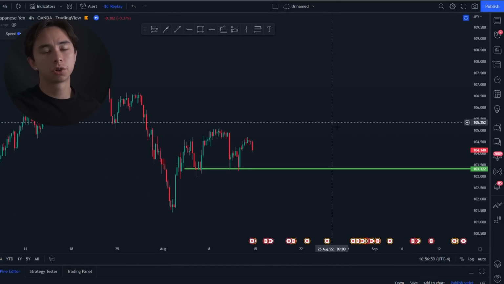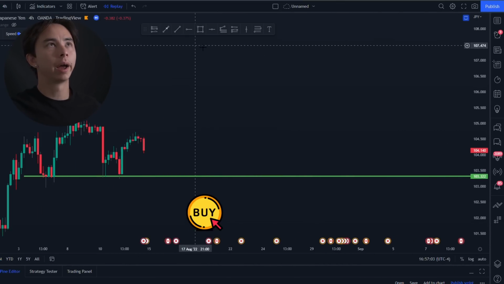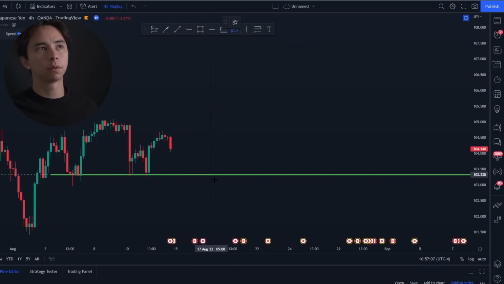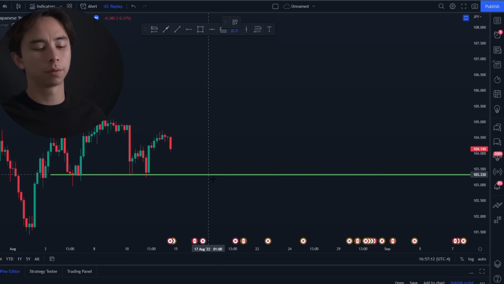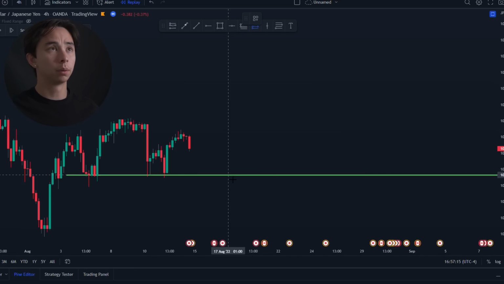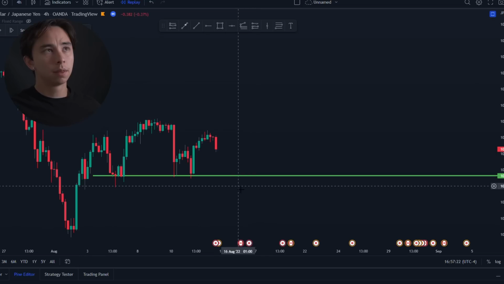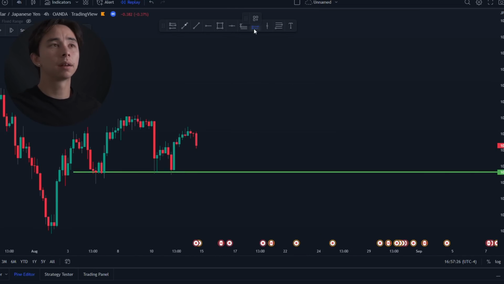Okay, so looking at this chart right now, let's say you are looking to take a buy on this support line here. I'm not going to talk about any specific strategy for this. I'm purely just going to be talking about entries, because a lot of entries are very similar, and I want to talk about a very specific type of entry that is very helpful for this. So let's say this is your entry here, and let's say you want to enter at that green line.